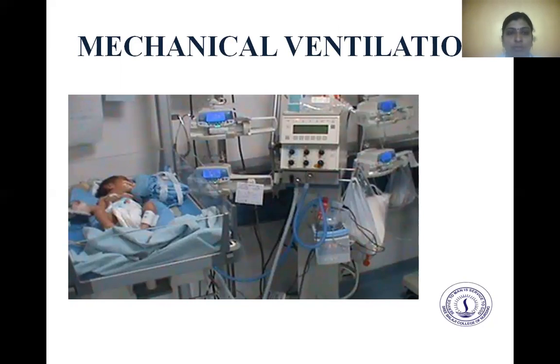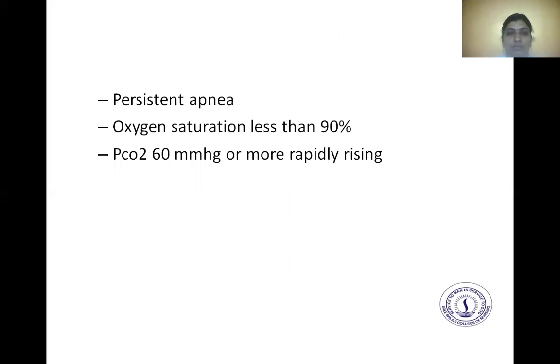This is a picture of a baby on mechanical ventilation. Your child has persistent apnea, oxygen saturation less than 90%, and PCO2 of 60 mmHg or more rapidly rising. In that case, the child will be intubated through an endotracheal tube, surfactant can be administered, and the child will be monitored on the ventilator.